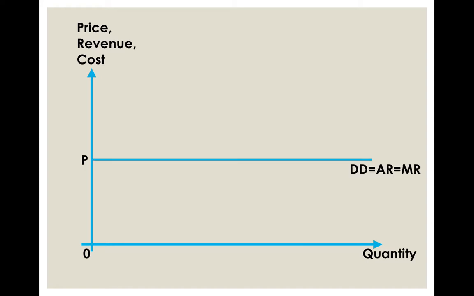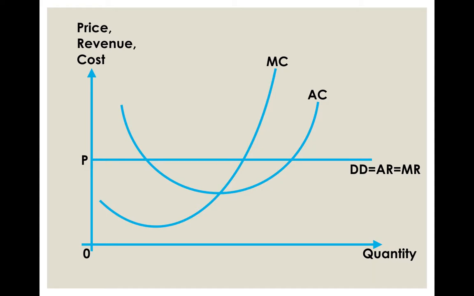A PC firm, as you recall, is a price taker, which means that it takes prices as determined by market demand and market supply. This means that the demand curve facing a PC firm is essentially horizontal. The next thing we need to draw in is an MC curve, which essentially looks like a Nike tick. And finally, we need to draw in the AC curve. Make sure that your MC curve cuts the AC curve at its minimum point.